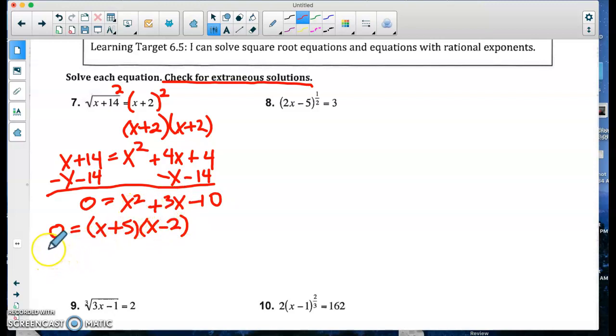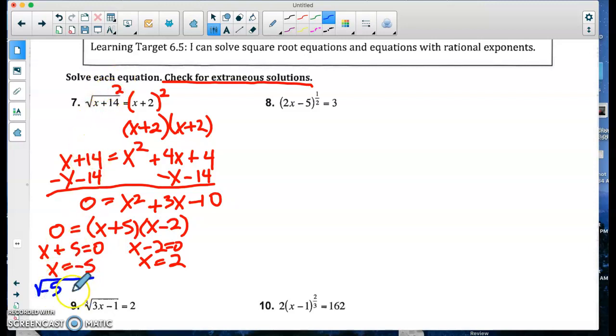Then what we do, holy cow, this problem's not even done yet. We need to solve these. So I'm going to say x plus 5 equals 0 and x minus 2 equals 0. This x here is going to equal negative 5, and this x here is going to equal positive 2. Now, reminder, we need to go check, because one of these might be an extraneous solution. So I'm going to plug negative 5 into both sides there. So I'm going to have negative 5 plus 14. Oh, sorry, we're plugging this back into our original problem.